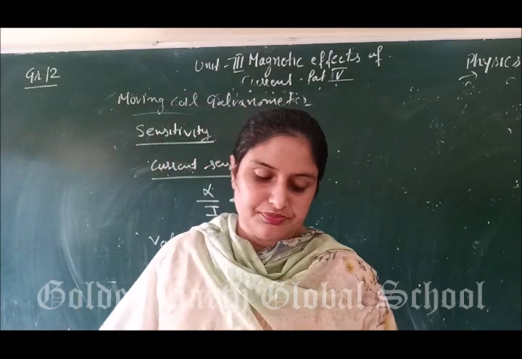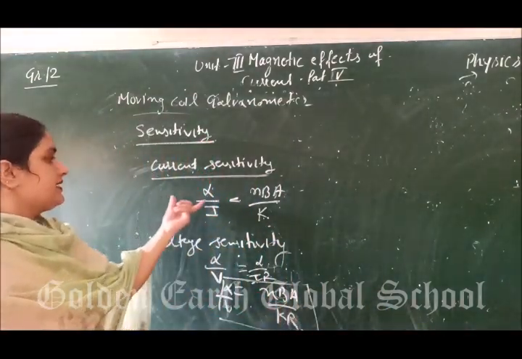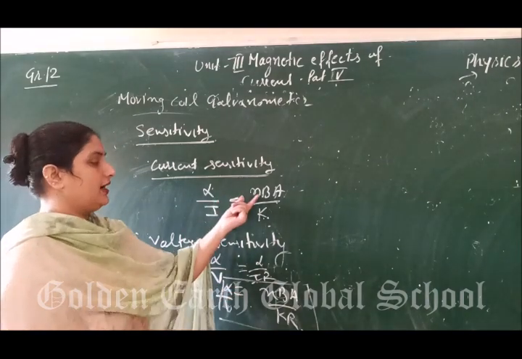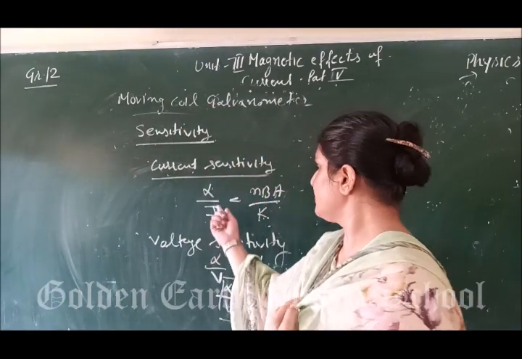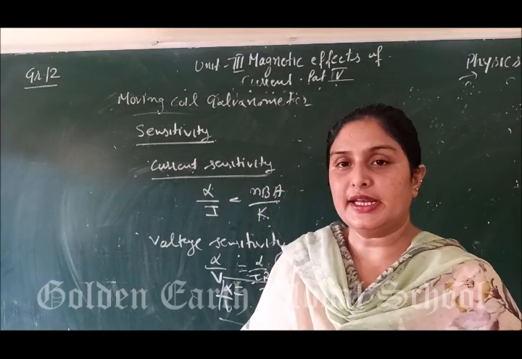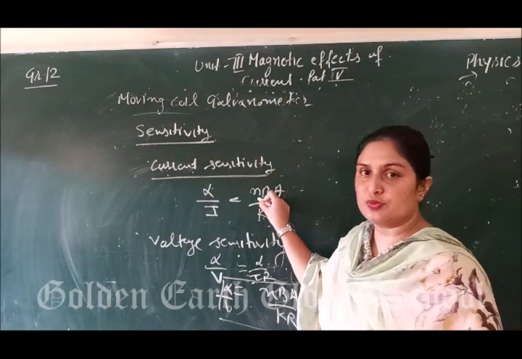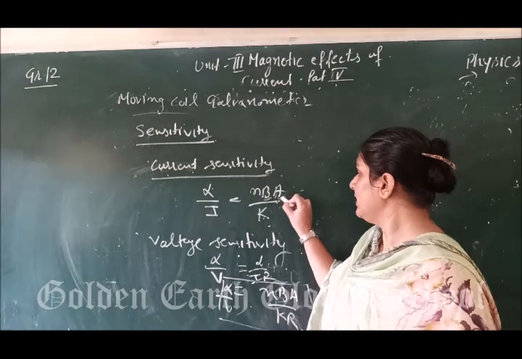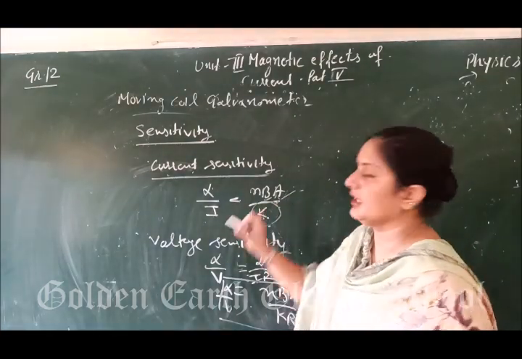Now next is how we can increase the sensitivity. Sensitivity, either current or voltage, is directly proportional to the number of turns. We can make the number of turns more to make a more sensitive galvanometer. But we cannot increase the number of turns to a large excess, because then the galvanometer is going to be more bulky. We can increase the magnetic field, increase the area of the loop, or decrease the K.